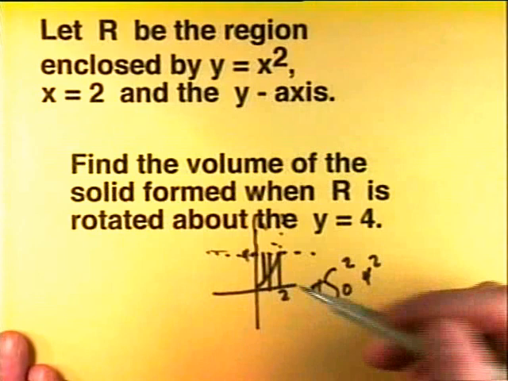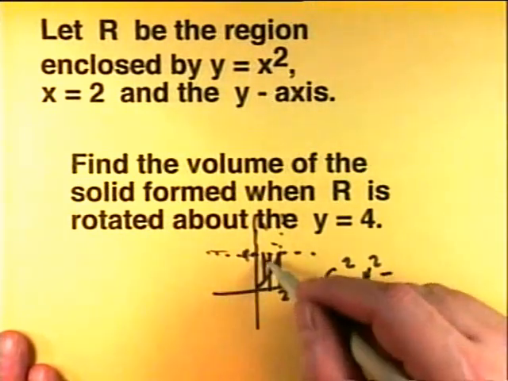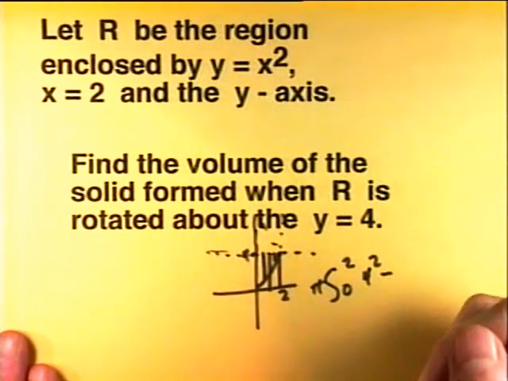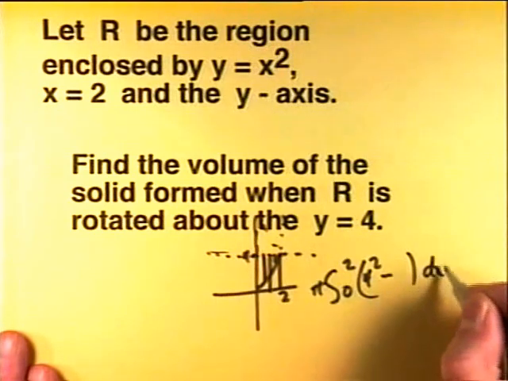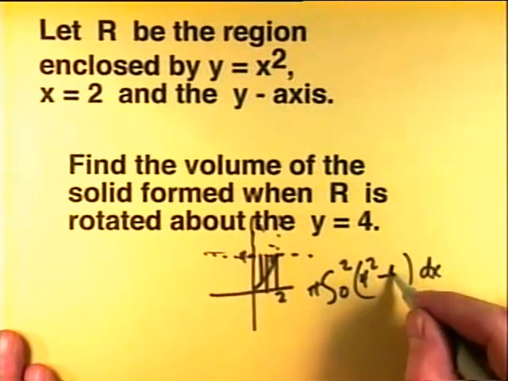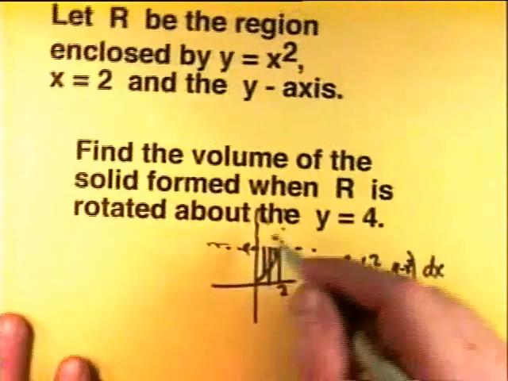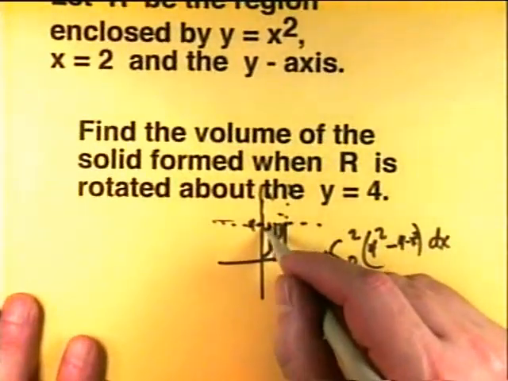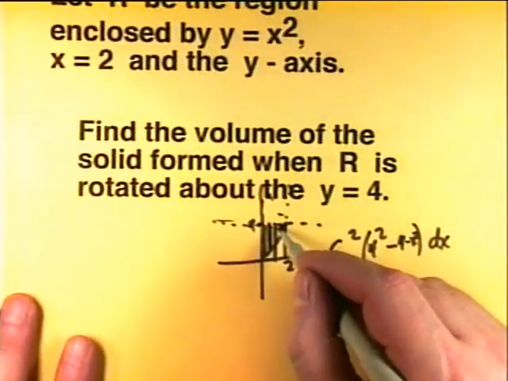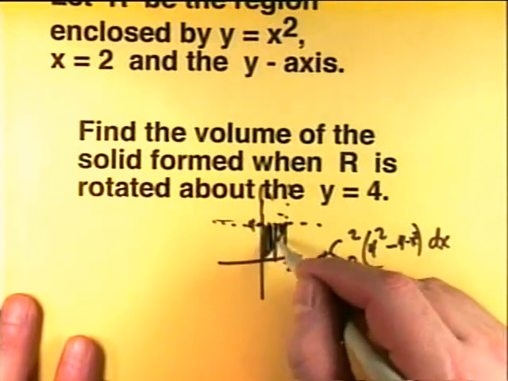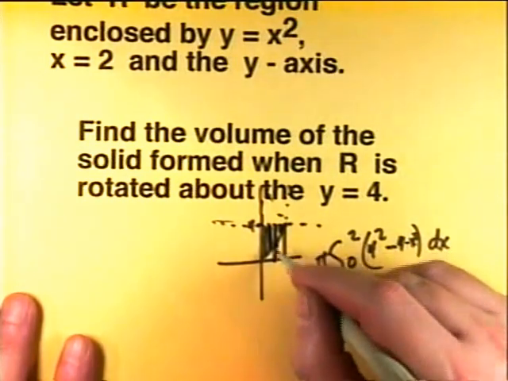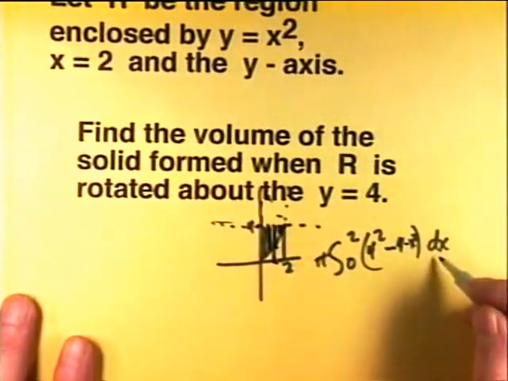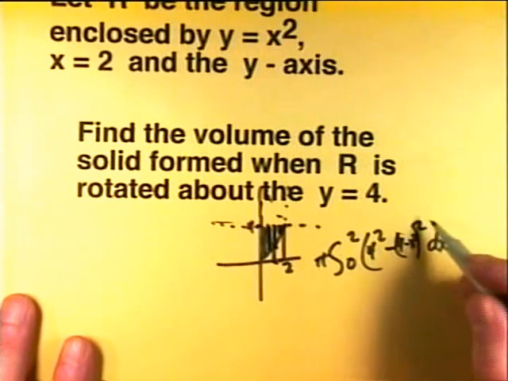Now, what is this inside radius? It's 4 minus x squared, because the inside radius varies. You're taking the whole thing minus that little part, so it's all of this, which is 4, minus this, which is x squared. You see that? And then you would square that, and then there'd be happiness.